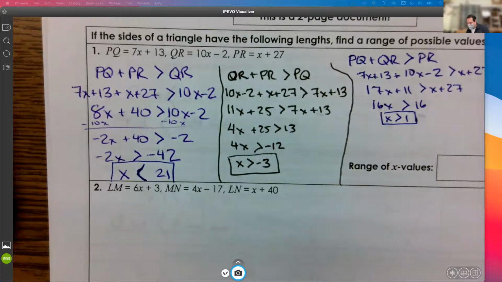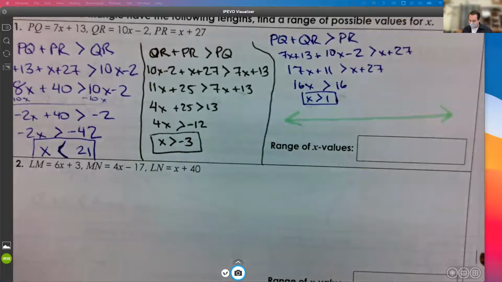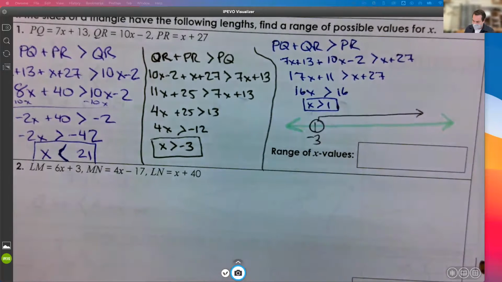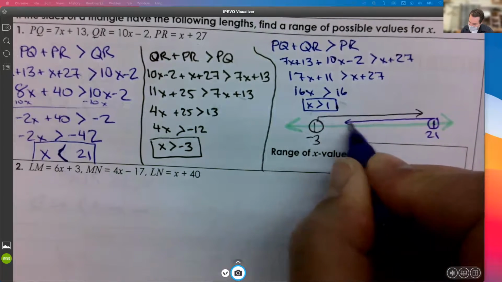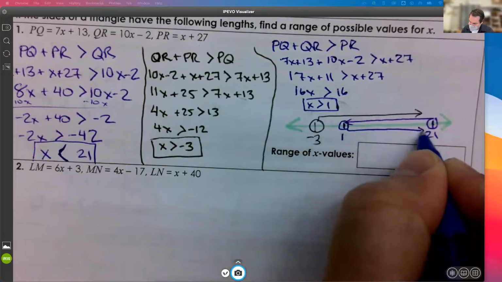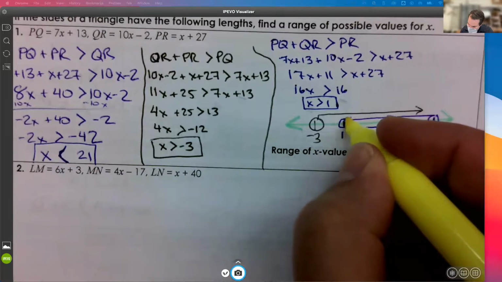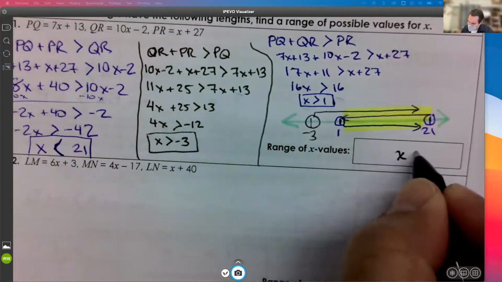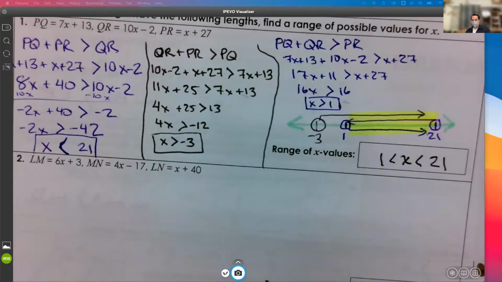So how do we tie all this together? Let's create a number line. And let's mark each of these. We know that x has to be greater than negative 3. We also know that x has to be less than 21. And we know that x has to be greater than 1. What we're looking for is the region where all three of these are true. This is the space where they all are true. So our answer range is between 1 and 21.